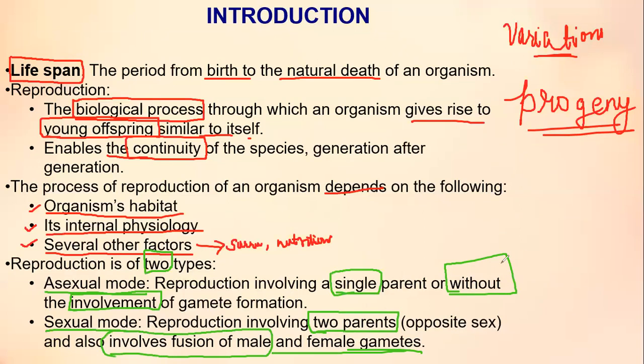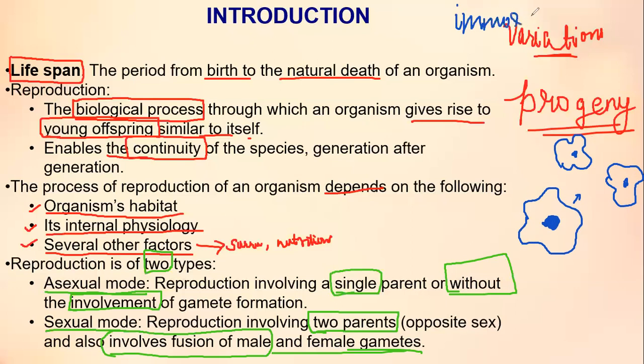For example, in the asexual mode of reproduction, you will know binary fission in amoeba. There will be only a single parent. This single parent will split to form two identical daughter cells. So you can say that unicellular organisms are immortal. That is, the parent lives through its daughter cells. Clear?